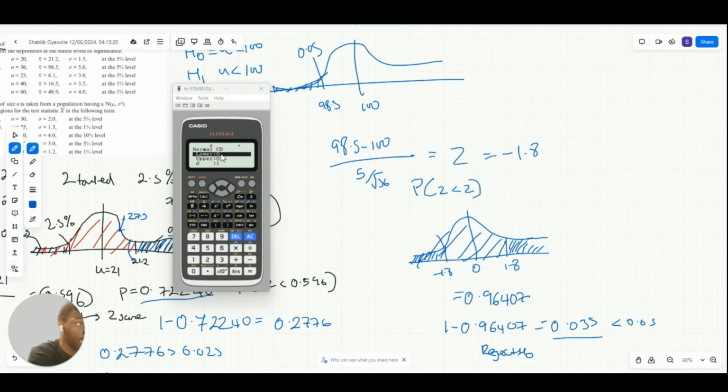Now, using the calculator, I'm going to enter my lower value at 0. My upper value is going to be 98.5. My standard deviation is going to be 5 divided by the 6. And my mean is going to be 100. And I get the same probability, 0.0359, which is close to my value in the table, and that's less than 0.